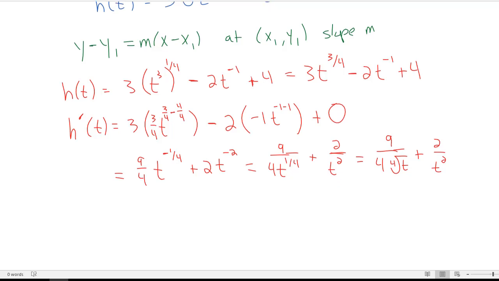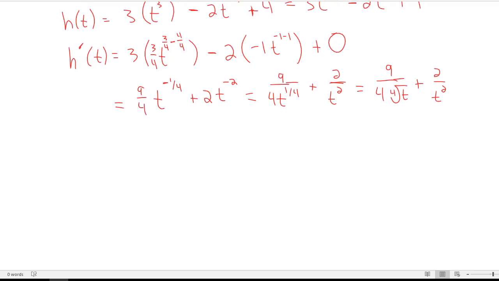All right, so there is our derivative. Remember, the derivative gives us the slope to every tangent line. We want the slope at t equals 1. So my slope of my tangent line is my derivative evaluated at t equals 1. If I plug 1 in here, the fourth root of 1 is 1, and 1 squared is 1. So I'm going to have 9/4 plus 2. I'll get a common denominator of 4. So this is 2/1. I multiply by 4 in the denominator and the numerator, and I get a slope of 17/4.